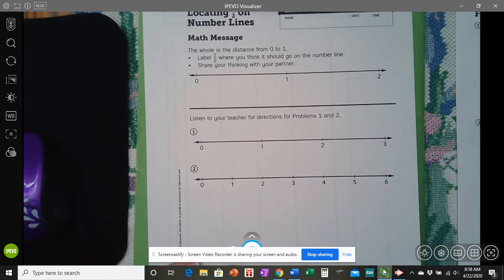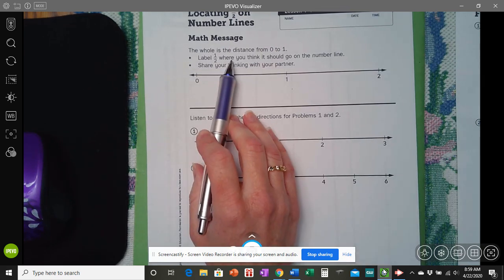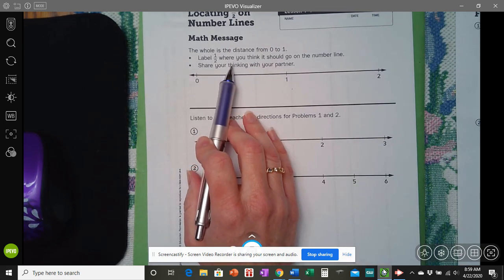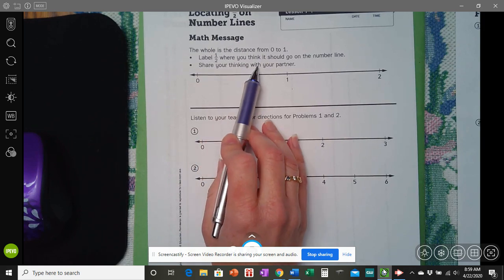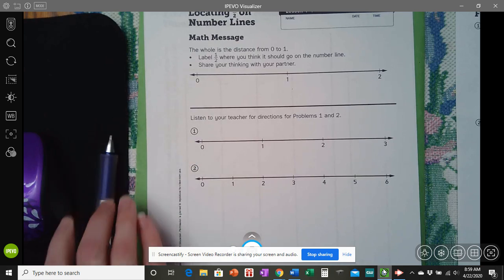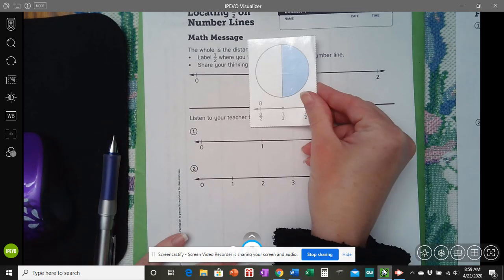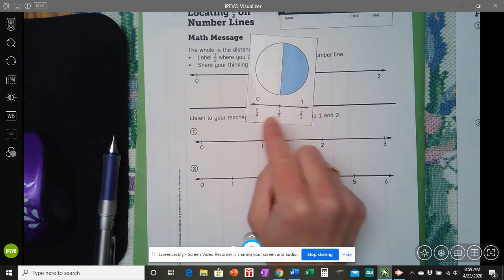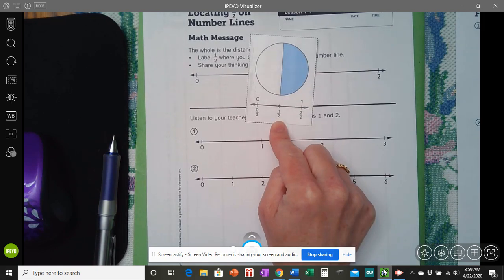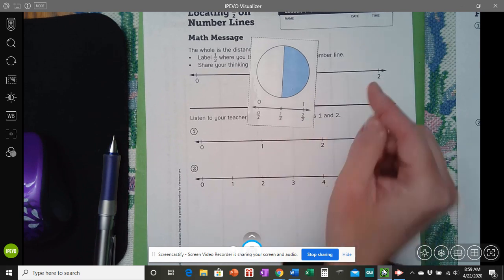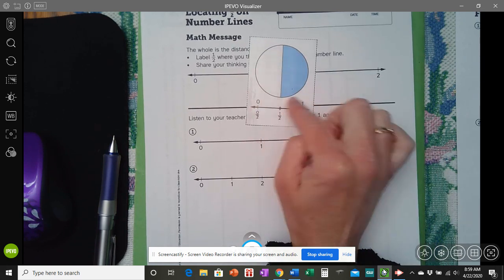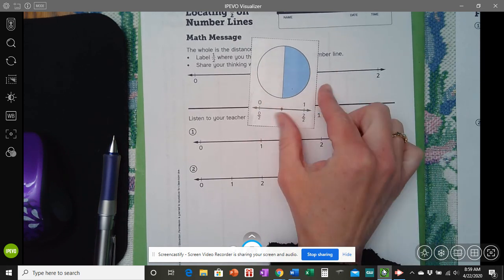Alright, now we're going to look at our math method, locating half on a number line. So the whole is the distance from 0 to 1. Label 1/2 where you think it should go on the number line. Okay, so here we have a fraction card that should look very familiar to you. So we have 0/2, 1/2, and 2/2, or 1. So here is what this would look like on a fraction circle.